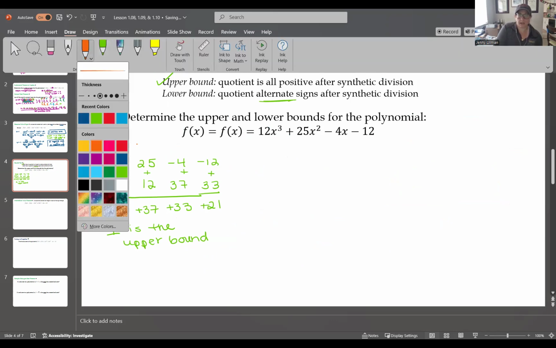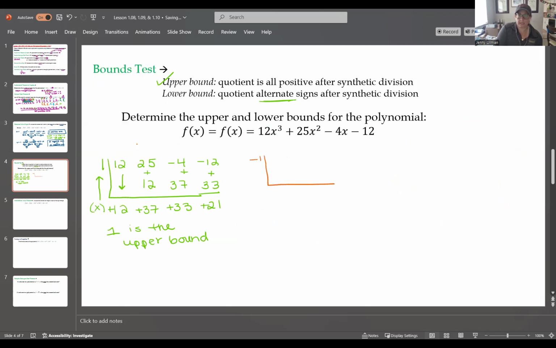So I'll start with -1 and see what happens. So I've got 12, 25, -4, and -12. So this would be -12. Add that up and I get 13. Make sure I go slowly so I don't mess it up. And this gives me -13. Add that up and I get -17. -17 times -1 would be +17. Add that up and I get 5.